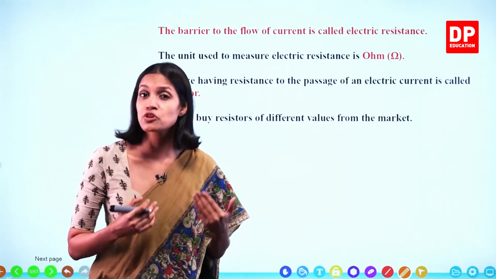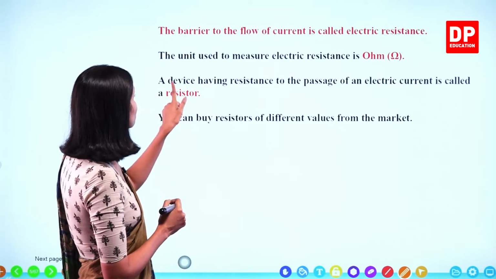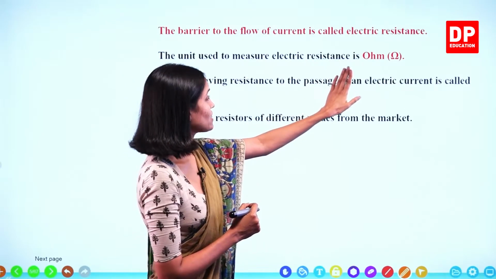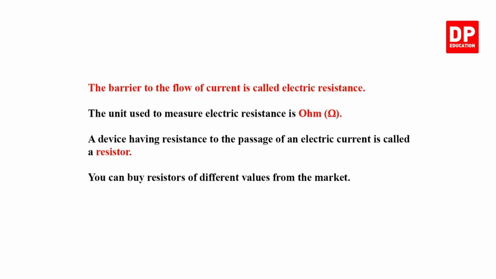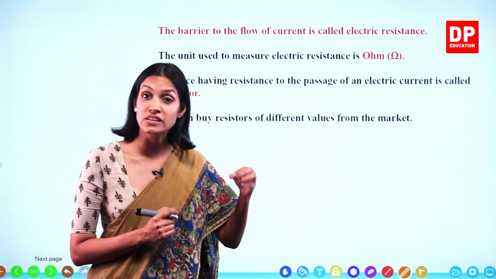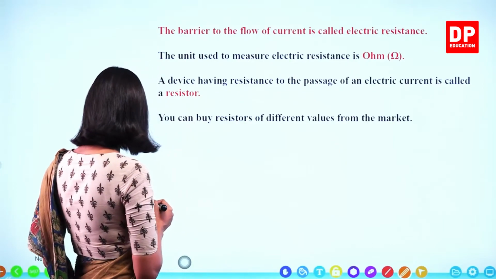There are different types of resistors. We are going to learn them under this chapter. A device having resistance to the passage of an electric current is called a resistor. You can buy resistors of different values from the market. So there are different types of resistors with different values. We'll do the next activity.